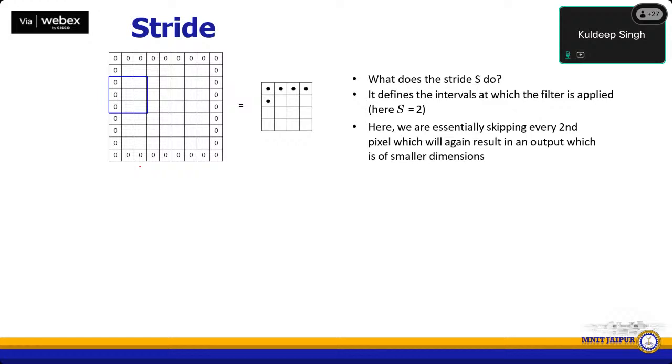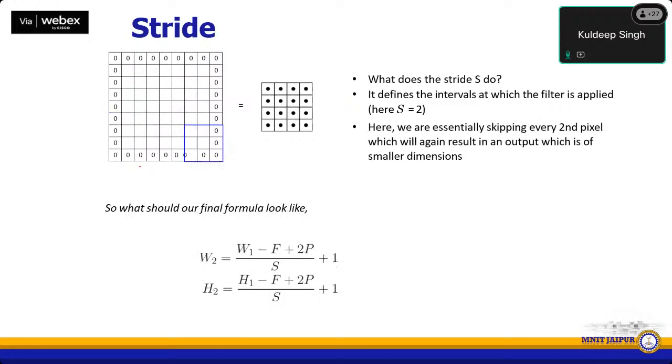Now, with the understanding of padding, stride and convolution, we can calculate the size of the output feature map. Given an input image of dimension w1 and h1, and suppose the dimension of the filter is f cross f, p is the padding and s is the stride, the dimension of the output feature map is given by this formula.